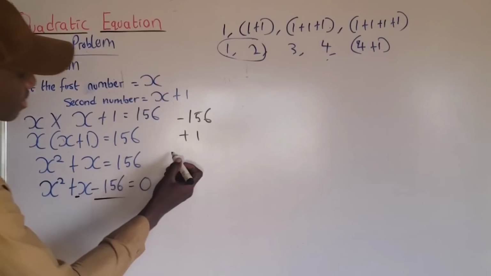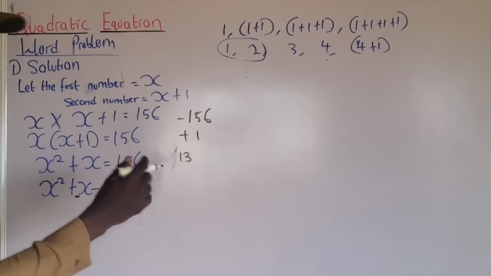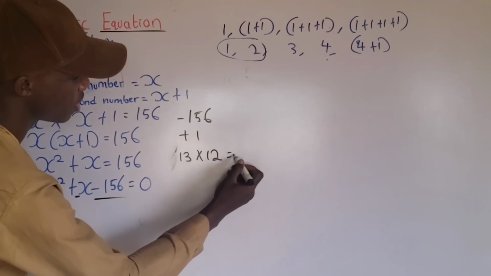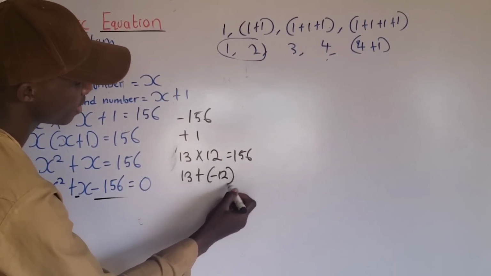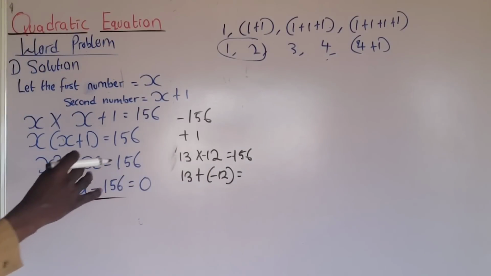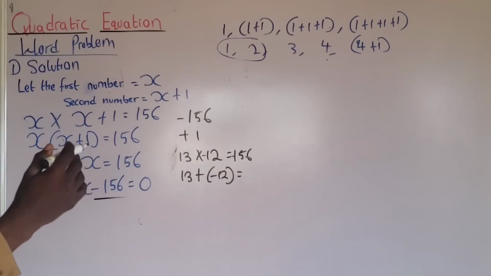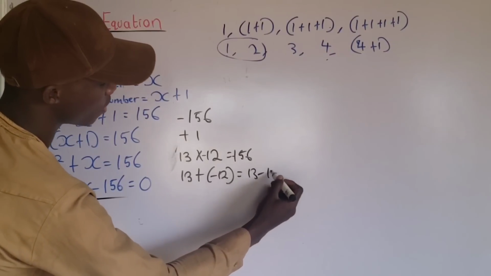So let's check. 13 is the same thing as plus 13. 13 multiplied by 12 will give us 156. Plus 13 multiplied by negative 12 will give us negative 156, and 13 plus negative 12 will give us 13 minus 12, which is what?